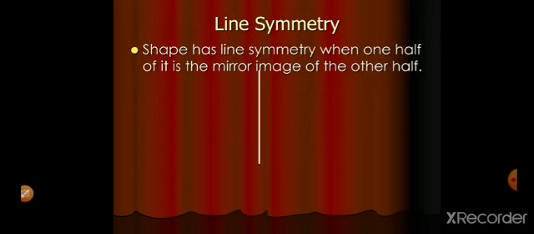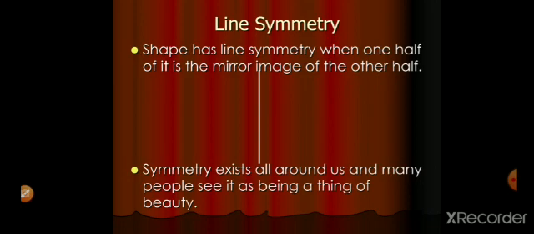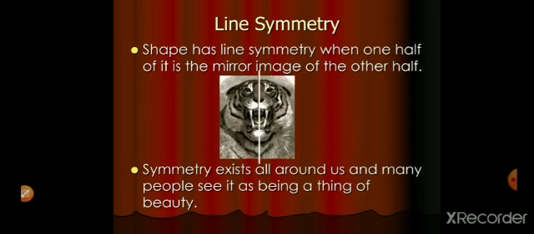A shape has line symmetry when one half of it is the mirror image of the other half. Symmetry exists all around us, and many people see it as a thing of beauty. Here you can see a picture of a lion's face. You see a vertical line of symmetry. When a line of symmetry is drawn, one half of his face is equal to the other half. So a shape has a line of symmetry when one half of it is the mirror image of the other half. Clear?